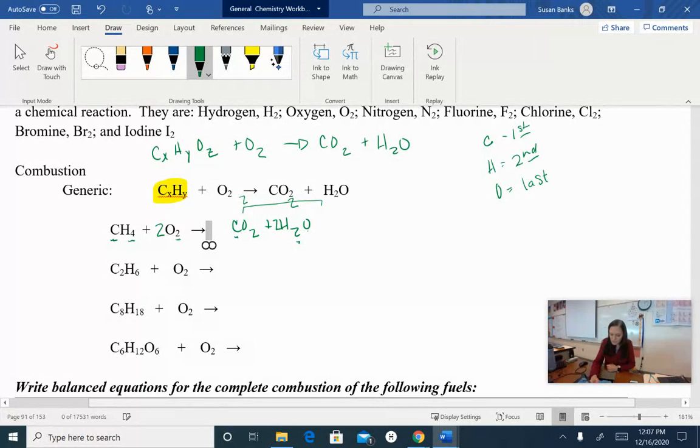Okay, let's look at this next one. I've got C2H6, which is known as ethane. It will also produce carbon dioxide and water. Okay, so let's look at our carbons first. Let's make that a better H. It's going to let me erase that.